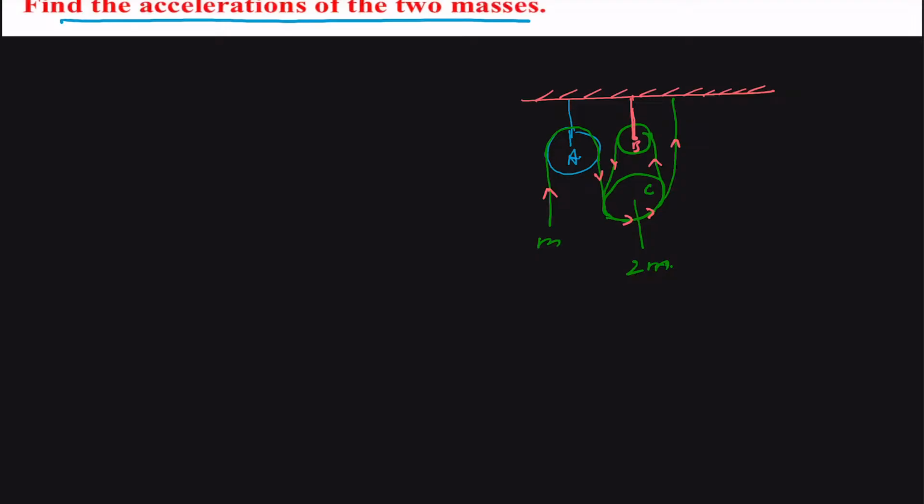First of all, we have to find out the constraint relationship. So let us assume that our mass m is moving in upward direction with the velocity of v of a, and this 2m is moving in upward direction with the velocity of v of c. And obviously the string is same, so tension T will be same in all the segments. So this will be tension T, T as well as T. Direction will be like this.